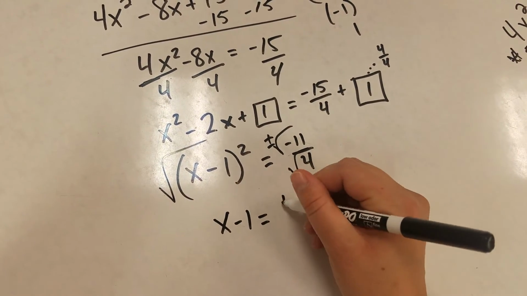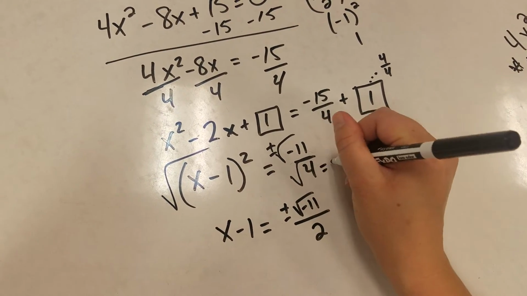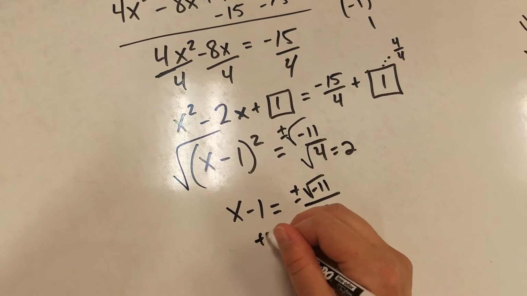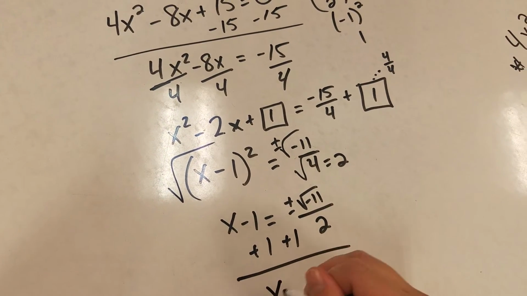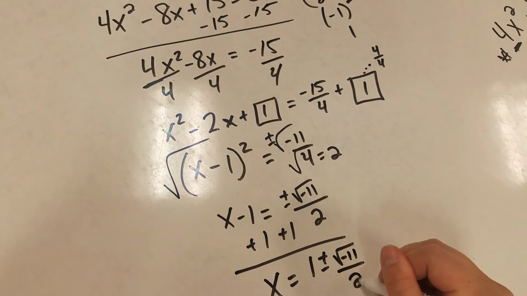So you have x minus 1 equals plus or minus the square root of negative 11 over 4. Square root of 4 we can just replace with a 2. And then we would add over our 1. So x equals 1 plus or minus the square root of negative 11 over 2.